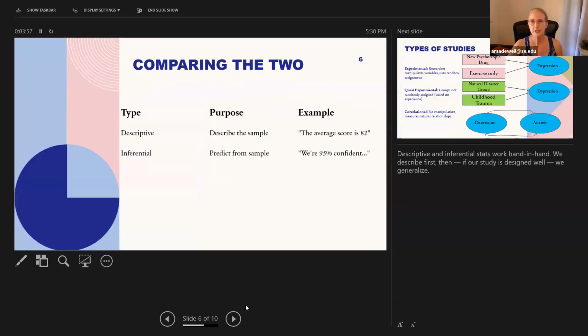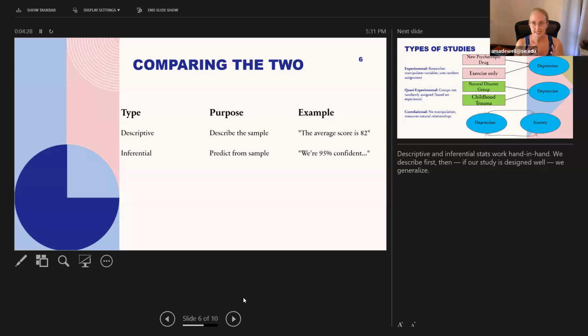When we're comparing the two types of data, or a descriptive analysis versus inferential, descriptive is just like it sounds. It's going to describe the sample. Okay, it's going to say the most average score. It's going to describe demographics of the sample. Versus inferential is going to predict from the sample. What our data is telling us about others.